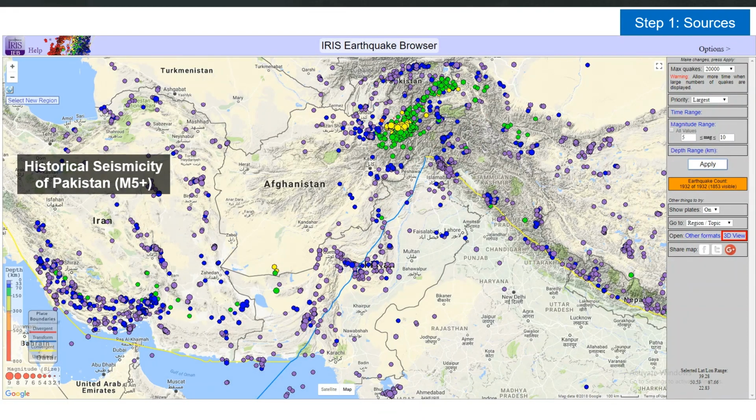This is another view of the historical seismicity of Pakistan with M greater than 5. The same observation here, but you can see here that this is the main plate boundary between Indian and Eurasian plate. So the whole line has a concentration of shallow and very shallow earthquakes.